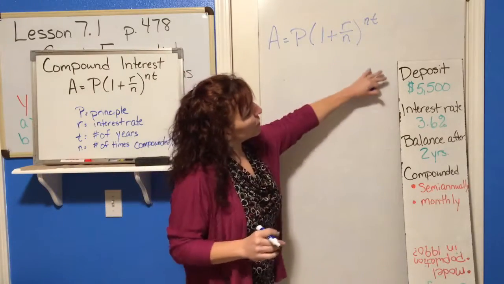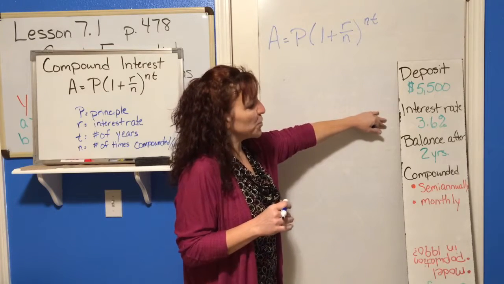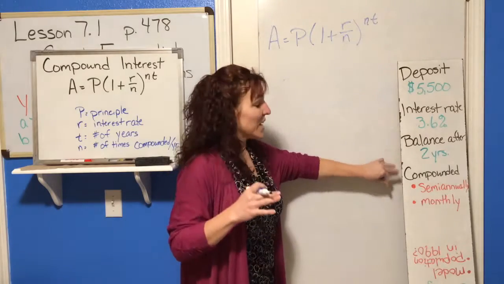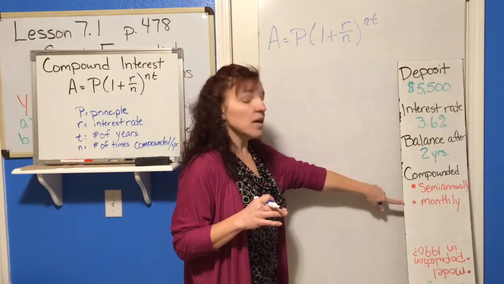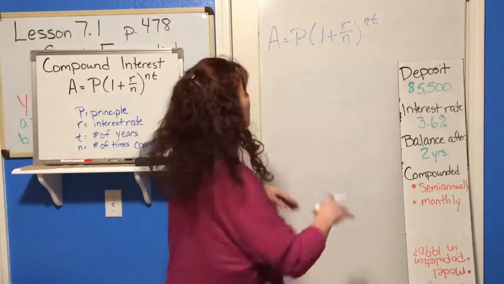And I'm saying we're going to deposit $5,500 at an interest rate of 3.6%. I want to know what is the balance after 2 years. And I want to decide, am I going to compound this semi-annually or monthly? And I want to know the difference between the two. So really and truly, you just plug in numbers.